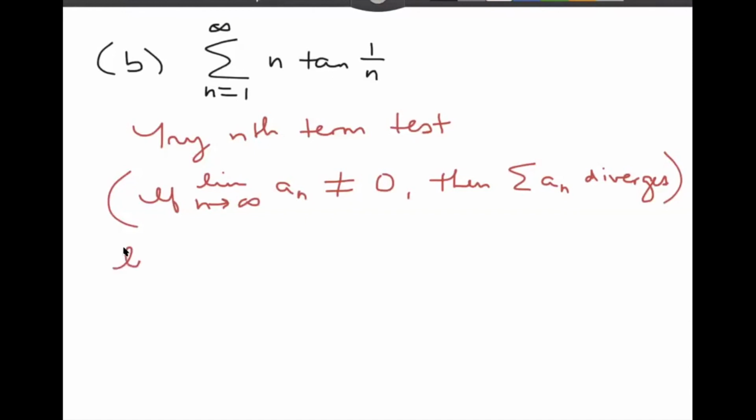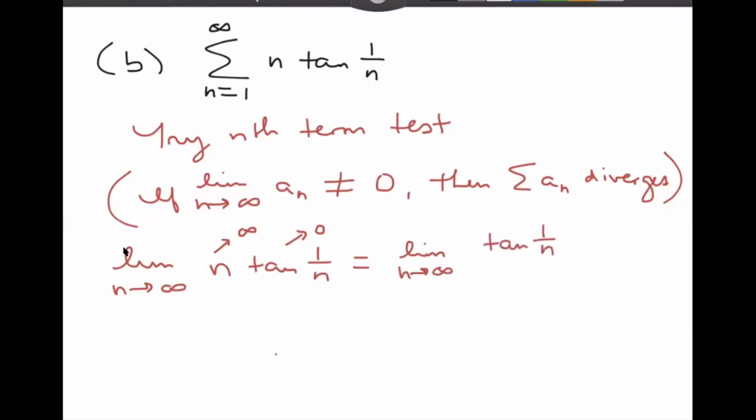Okay, so let's look at limit as n approaches infinity, n times the tangent of 1 over n. As n increases without bound, this goes to infinity, and this goes to tangent of 0, which is 0. So that's an infinity times 0. That is an indeterminate form. So let's rewrite that as tangent 1 over n divided by 1 over n. And then as n increases without bound, the tangent of 1 over n is going to 0, and so is 1 over n. So now that is a 0 over 0.